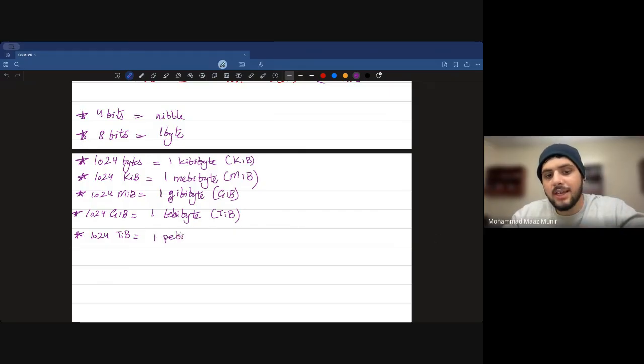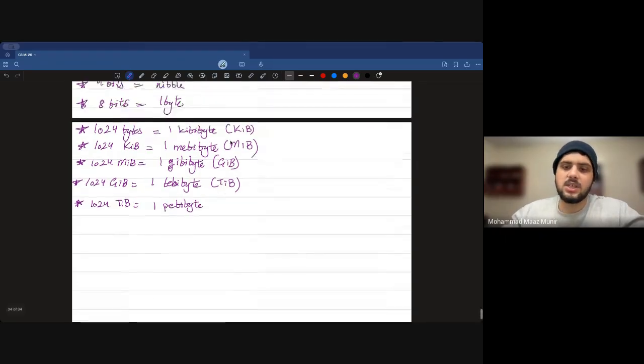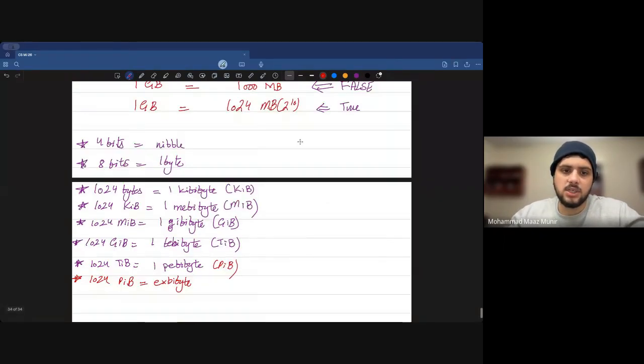And if you want to extend it even more, one more step you want to go further for both of them, so 1024 PB is basically going to equal 1 XB, or I can say 1 exabyte for the earlier one. Now, this is not used that much, but still because it was there in your book, it's also something you can learn if you want to.